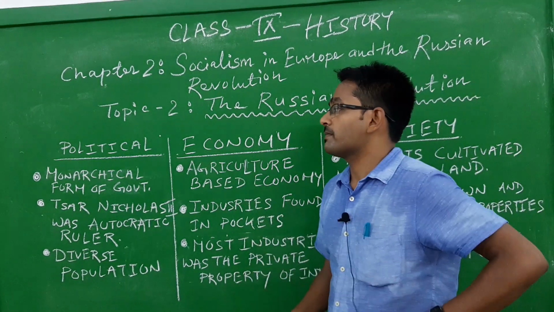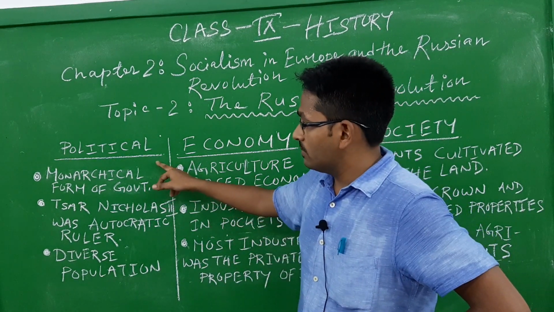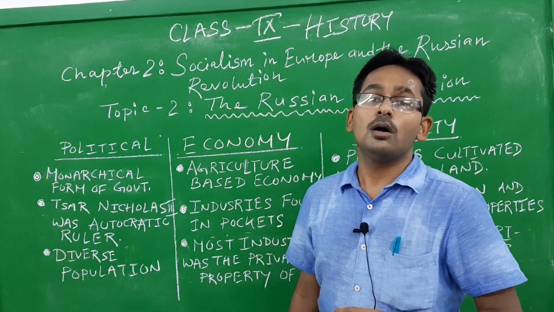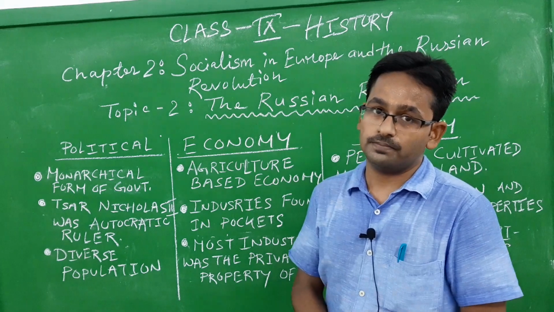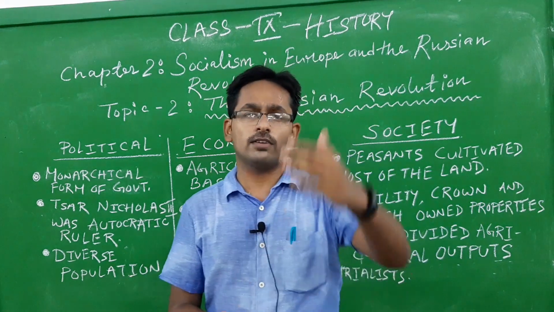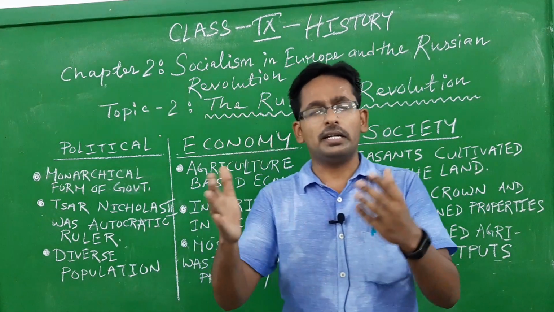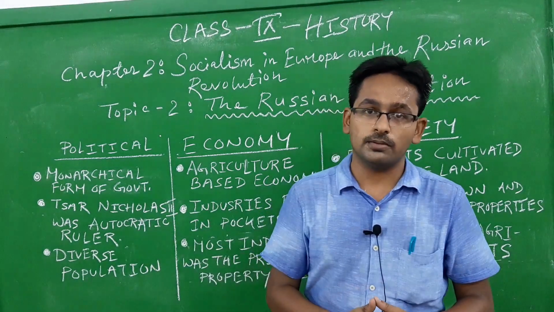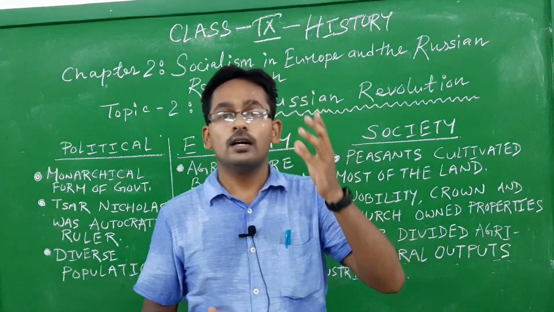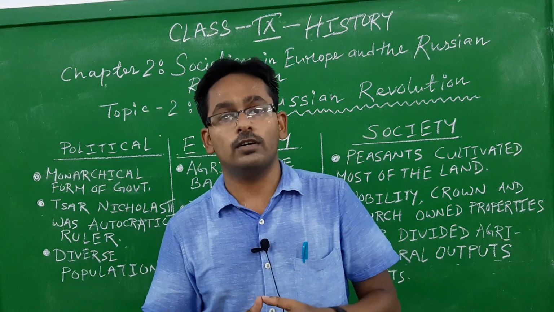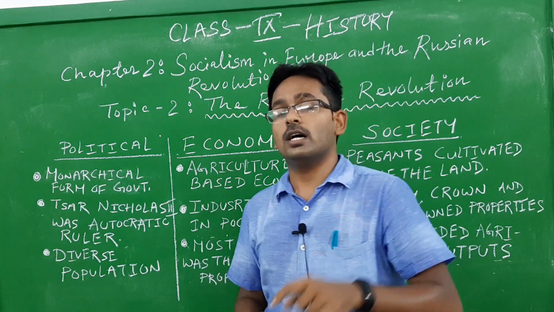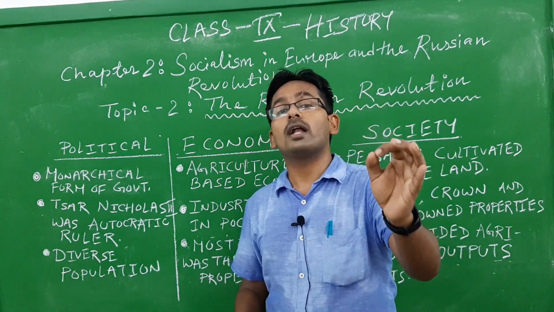You can see in the political condition of Russia, Russia was a monarchy. Russia had a monarchical form of government. I think you know that there are different forms of government: monarchy, dictatorship, democracy. Just like France, Russia also had a monarchical form of government. France was ruled by the Bourbon dynasty, I hope you remember. Russia was ruled by the Romanov dynasty.